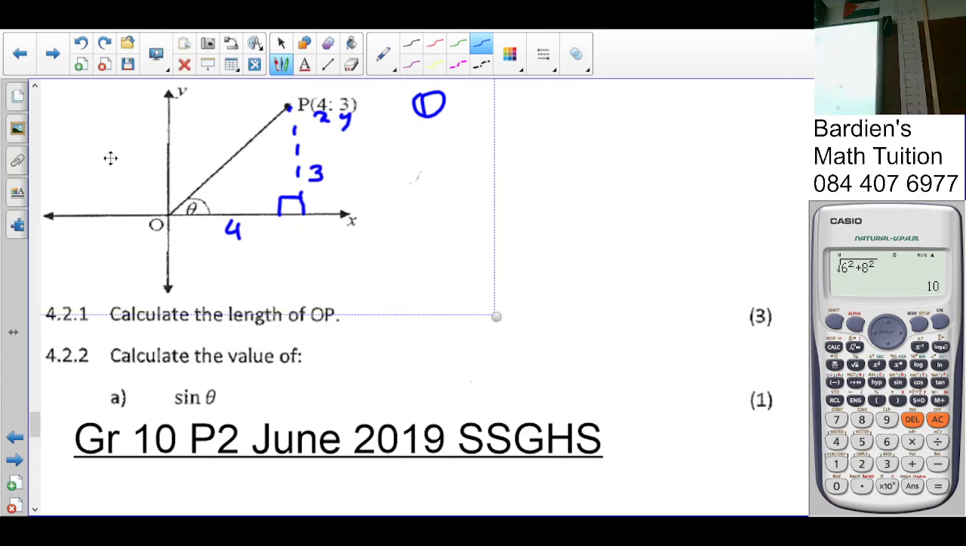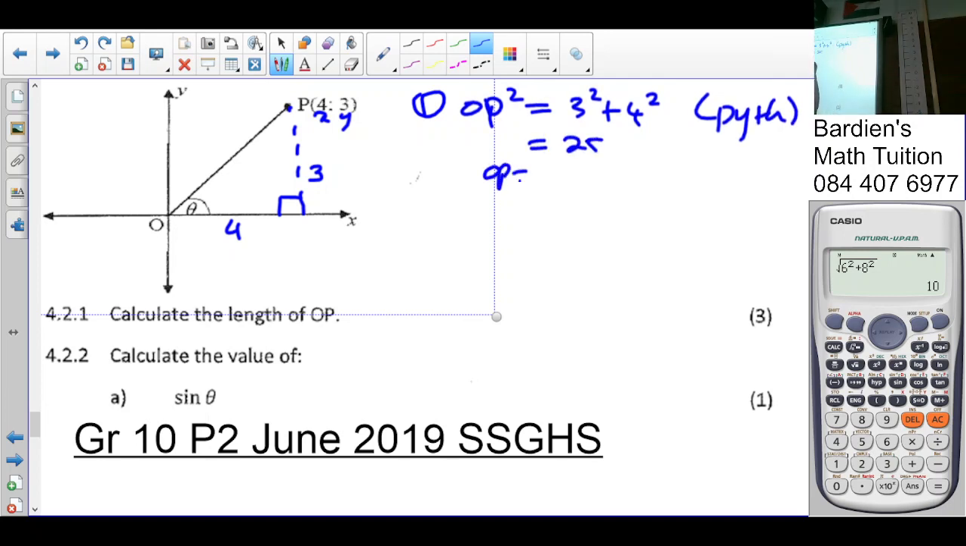So it's going to be OP squared is equal to 3 squared plus 4 squared. The reason is Pythagoras there. So it's 25, so OP works out to be 5. Okay. Then, in number 2a, they want you to calculate sine of theta. Sine of theta, sine is opposite over hypotenuse. Okay.